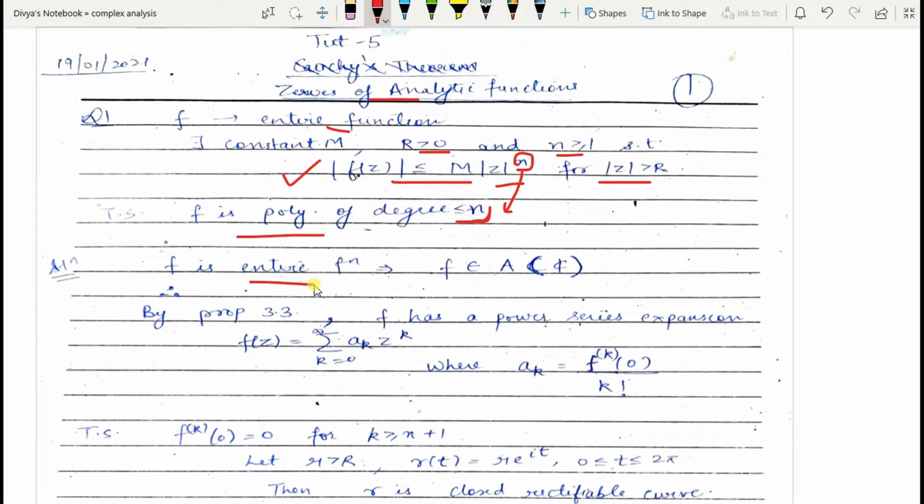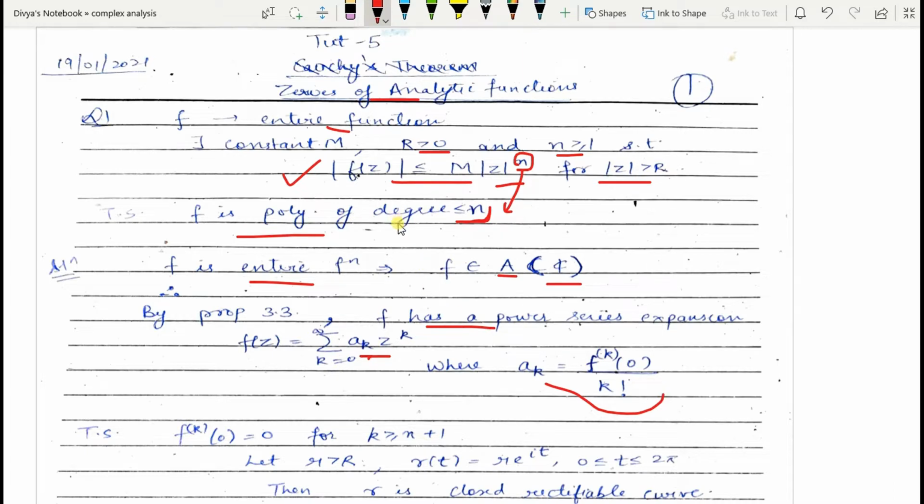To show that, since f is an entire function, that means f is an analytic function on the whole complex domain. Therefore, by proposition 3.3, f being entire has a power series expansion, which can be written as f(z) equals summation a_k z^k, where k is from 0 to infinity, and a_k can be written as f^(k)(0) upon k factorial.